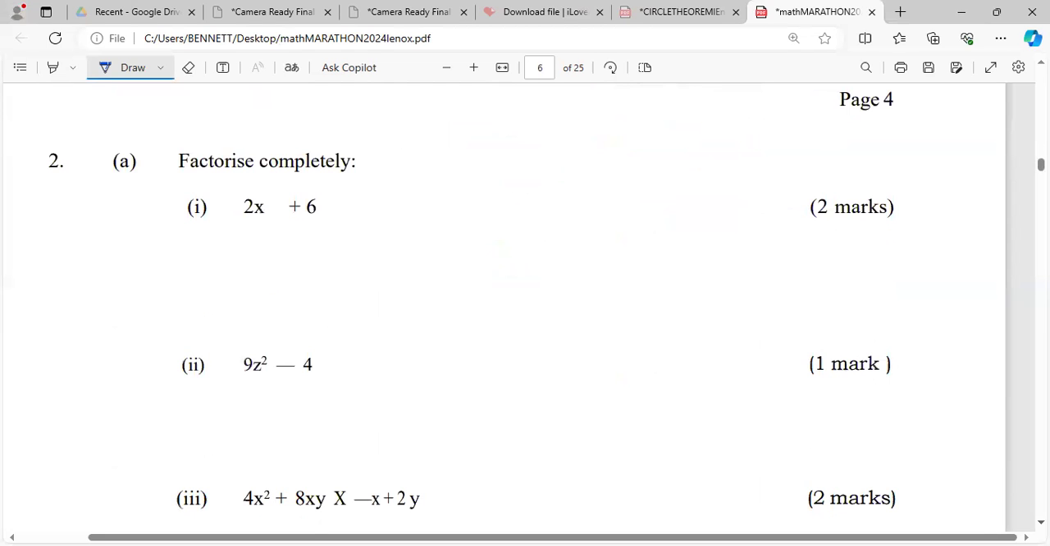Alright, this one says factorize completely. So see if we can factorize those. Oh, this is 4x squared plus 8x. This one, I'm missing out for this one. We'll fix this.